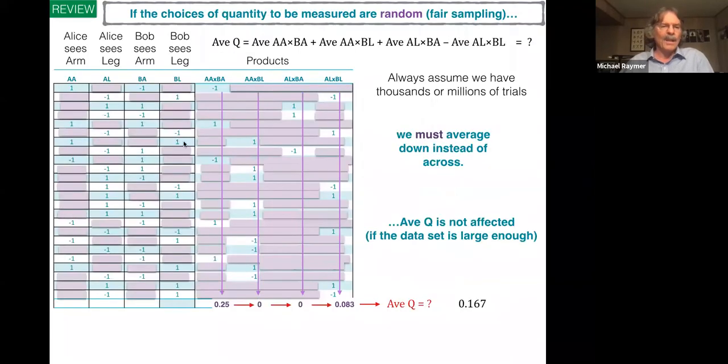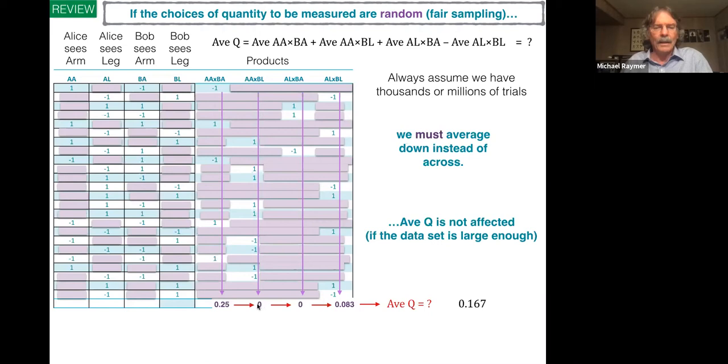So here's a simulation that I did showing that if I randomly block out 2 of the 4 possible observations on each trial, then you can only calculate one of the products for each trial. So here's a random simulation showing that product, this product, that product, and that product. So now in order to calculate the average of Q, we have to average the numbers down. We get, in this case, 0.25. That is the average of Alice arm, Bob arm, which is the correlation of Alice's observations of arms and Bob's observation of arms. So the correlation of those 2 quantities is 0.25.